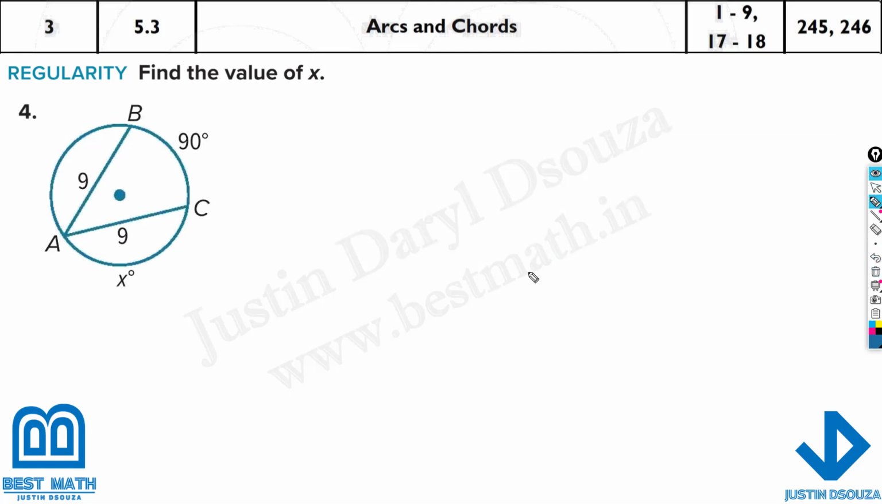Now here we have, these two are same. So if this is x and this is also x, and this is 90, what is remaining? What is the equation to write? We can write x plus x plus 90 is equal to 360 degrees, or 360 is equal to this thing. So we'll use a calculator and solve this up.